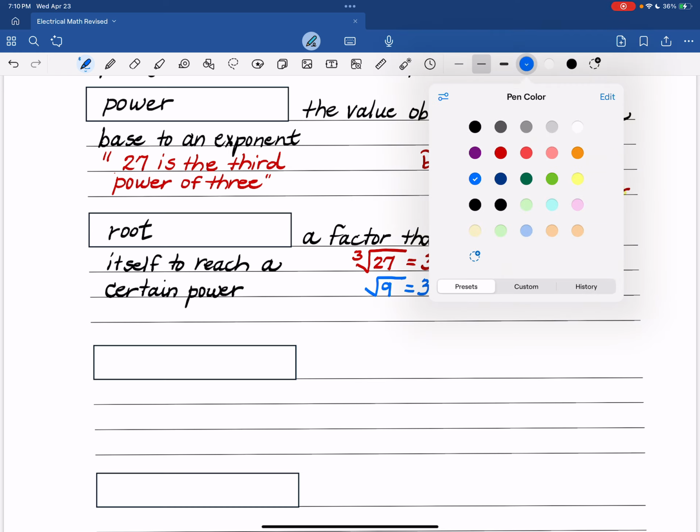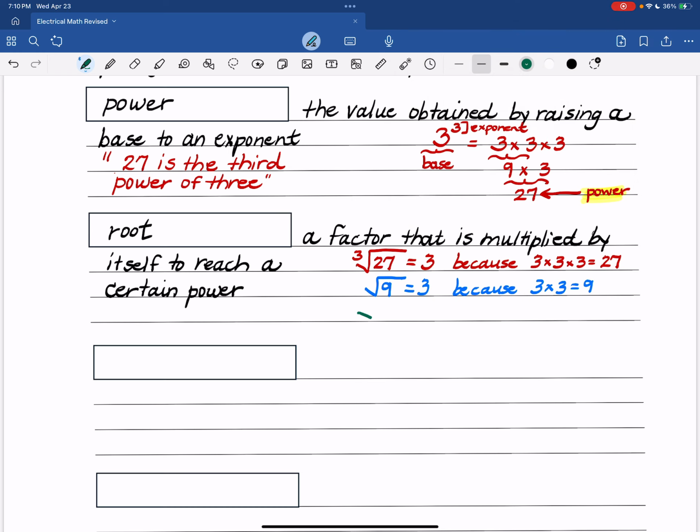And let's do one more. Let's do the fourth root of 81 is 3 because 3 times 3 times 3 times 3 is 81. And the root that we're after is this. Root.